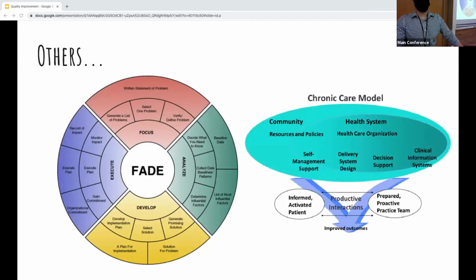There are a lot of different other models out there, whether you're looking at community health, population health, or other components. It helps you identify the different components in a larger system and helps you plan your approach for implementing change.